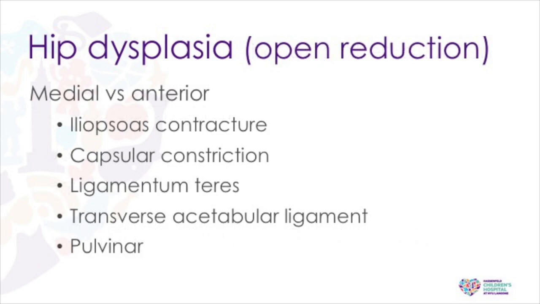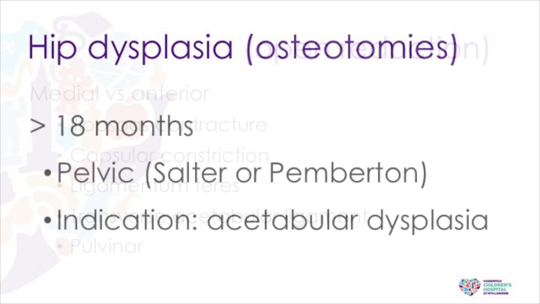When open reduction is being undertaken, it can be through a medial or anterior approach. Both have their proponents. The intra-articular obstacles to obtaining reduction include the iliopsoas contracture, the capsular constriction and thickening, redundant ligamentum teres, transverse acetabular ligament, and pulvinar tissue.